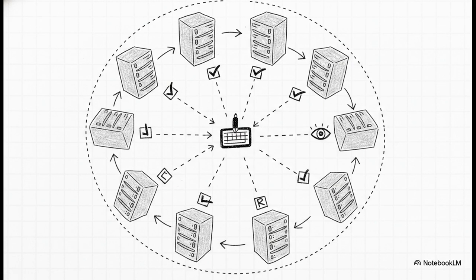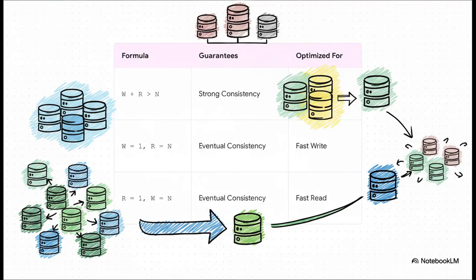You can think of it like a voting system for your data. Here, N is just the total number of copies you have. W is how many servers have to say, yep, I successfully wrote the data, and R is how many servers you need to get a response from before you can call a read successful. And this is where the magic formula comes in.